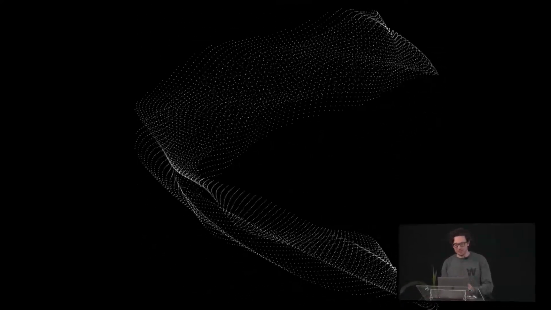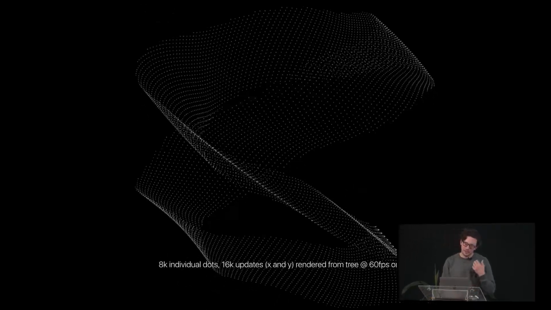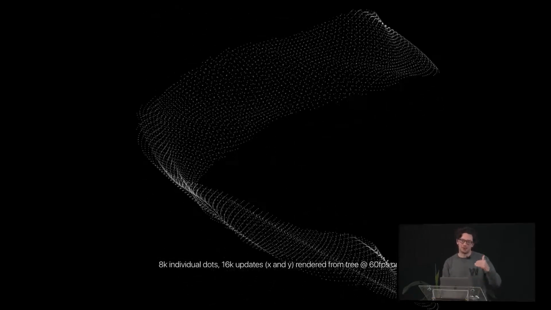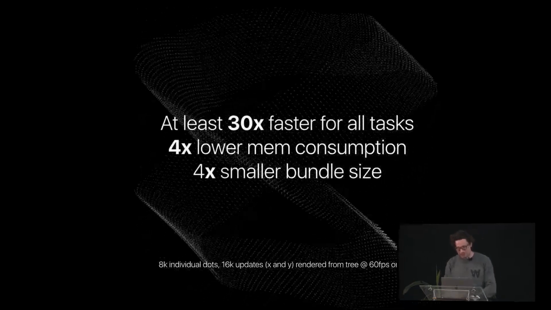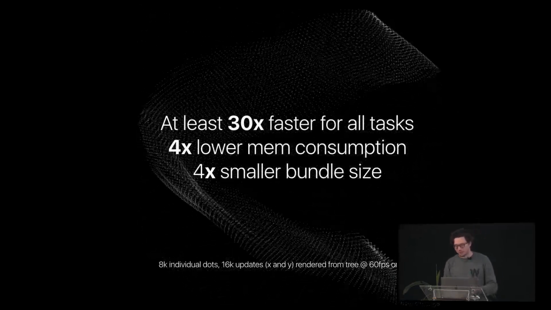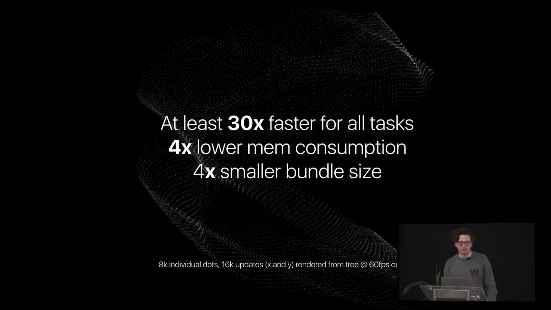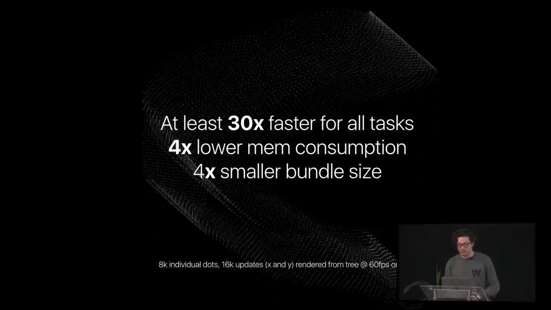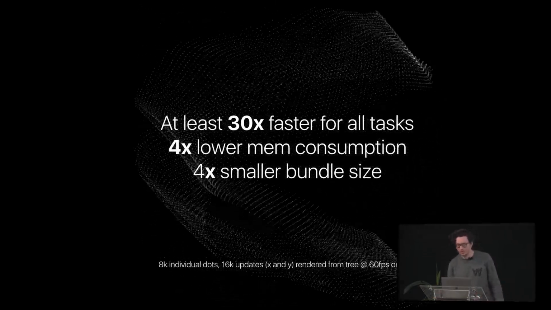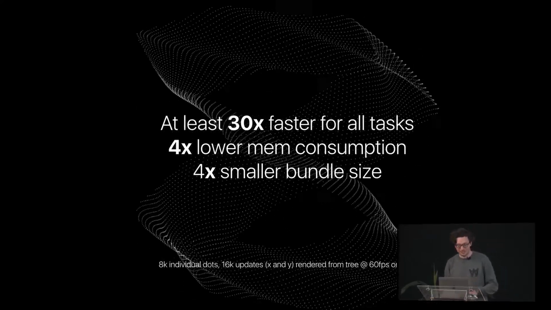I decided not to go for graphs, but for a Windows screensaver. This is built using our tree diffing algorithm, and these are 8,000 individual dots doing 16K updates per frame. It's all based on a tree, and it is running on a MacBook Pro. In most of our benchmarks, we are 30 times faster than React, with at least 4 times lower memory consumption. And an easy one, smaller bundle size, which is more important than you would expect.